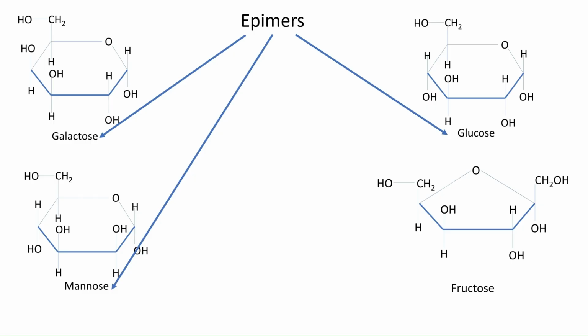Epimers means compounds that have the same chemical groups, but the arrangement of these groups is different around one or more chiral carbons. Now, what are chiral carbons? So, chiral carbon is a carbon which has four different chemical groups attached to it. And when there are four different groups attached to it, the orientation of the group matters.